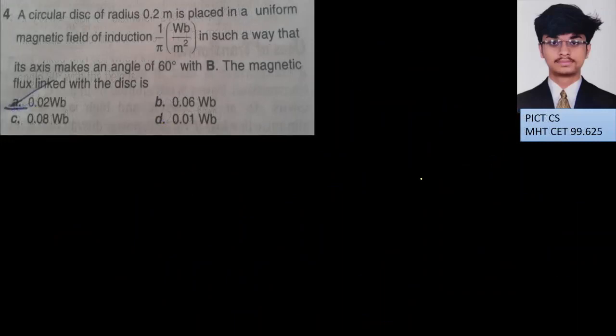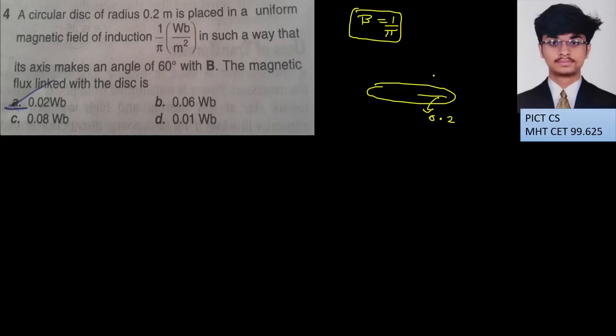A circular disc. Okay, so again, maybe it's a similar type of question. A circular disc of radius, we have given, 0.2 meters is placed in a uniform magnetic field. It's 1 upon pi Weber per meter square, in such a way that its axis makes an angle 60 degree with B.